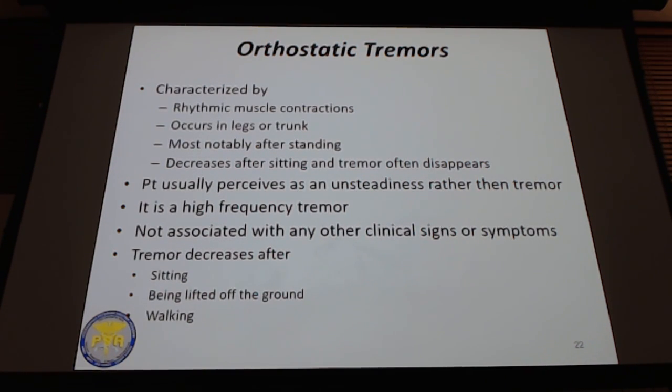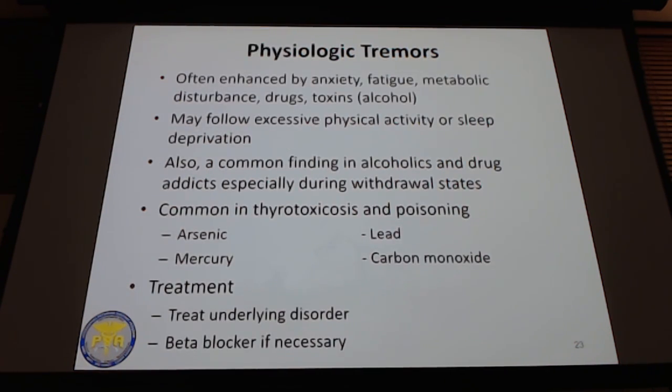Orthostatic tremors are characterized, again, by rhythmic muscle contractions. They can be in the legs or trunk, most notable after standing, and decrease when sitting, being lifted off the ground, or walking. You can see these usually happen at higher frequencies, but again, don't memorize the frequency, and you see this in older folks. How much more of these do we have? We'll do this, and then we'll see if I can throw these movies up, and then we'll just keep moving.